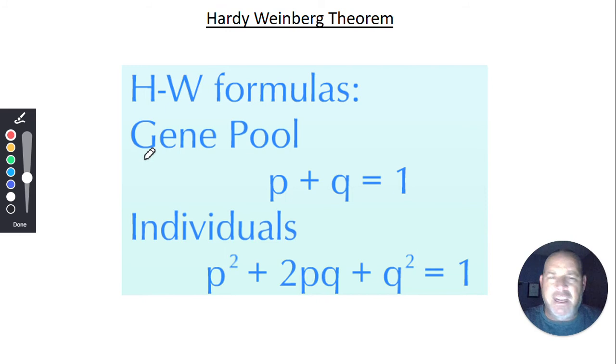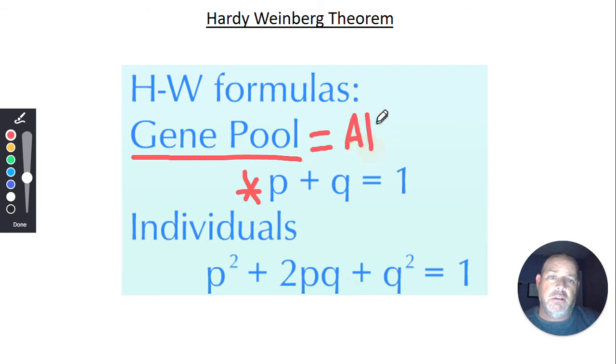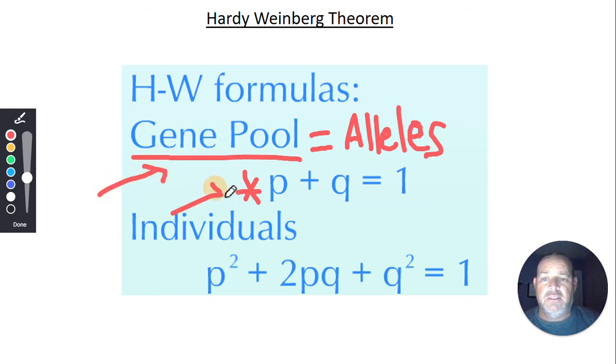Okay, the math we're going to do is super simple. It's really just can you assign the right value to the right variable. Okay, that's really what we need to be able to do. So in this case, it says the gene pool is going to use this equation. Okay, gene pool is going to equal allele. So if you see a problem talking about alleles, then you need to use the gene pool, or this equation.